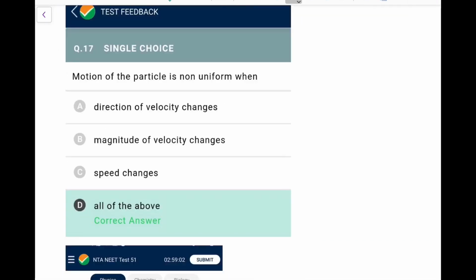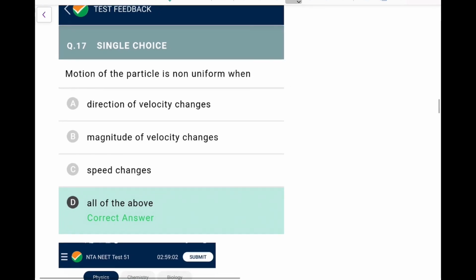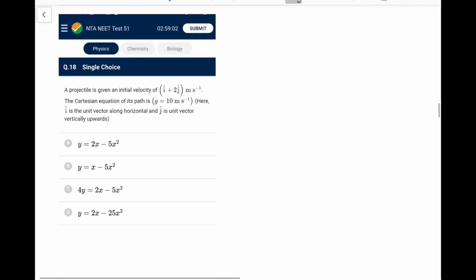17, I was not able to take the screenshot at the time of the questions, so I have taken the answer. The motion of the particle is non-uniform. Non-uniform motion means the velocity must change, either the direction changes, or the value changes, or the speed changes. So it is all of the above. It is one of the easier ones.